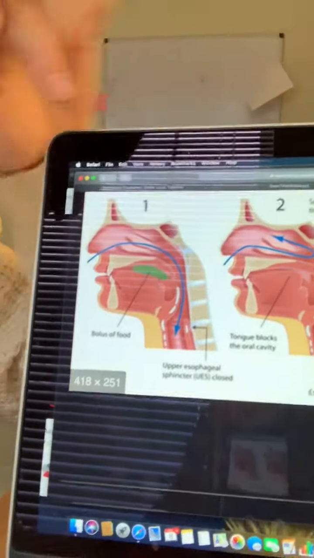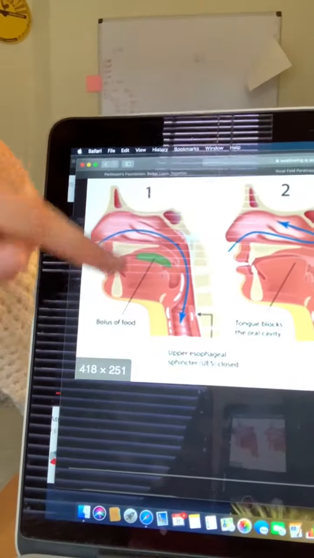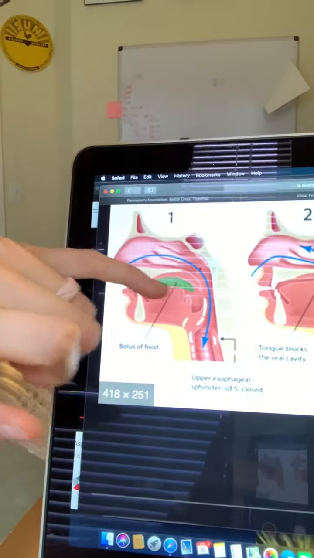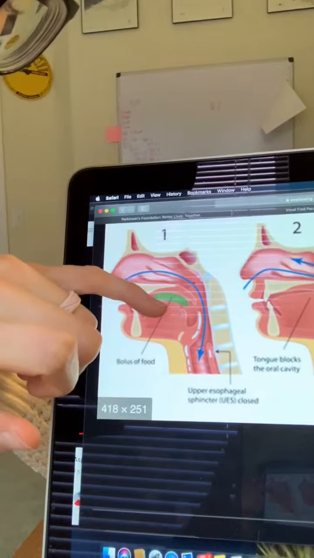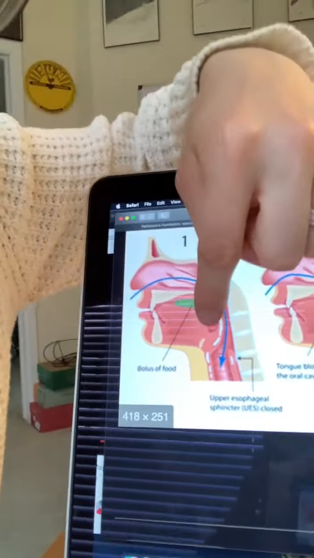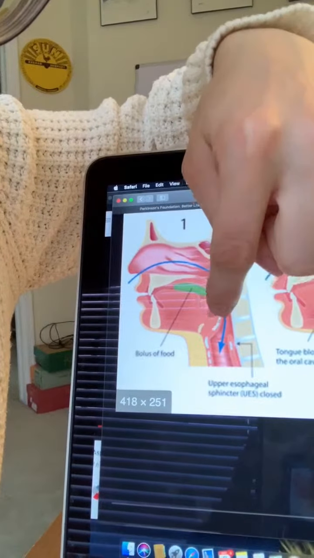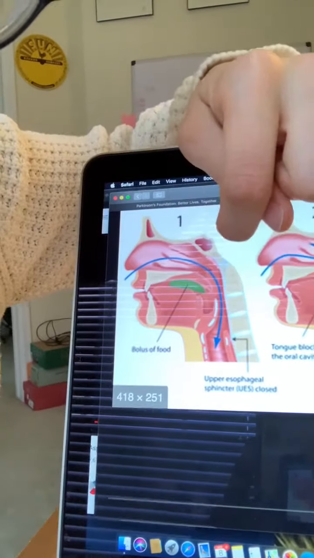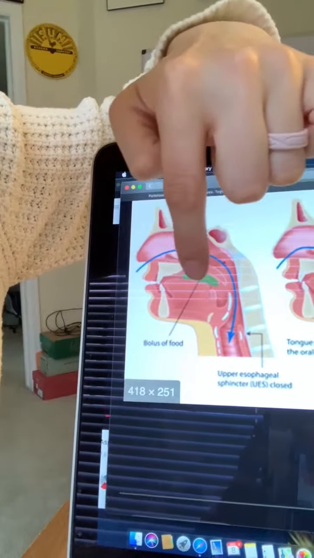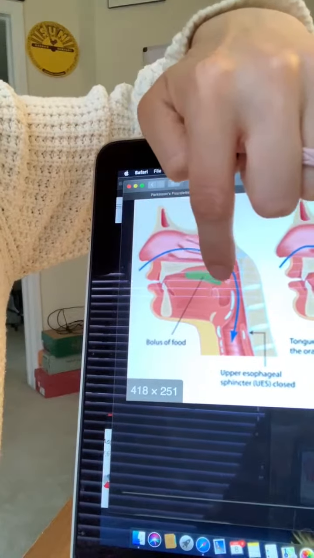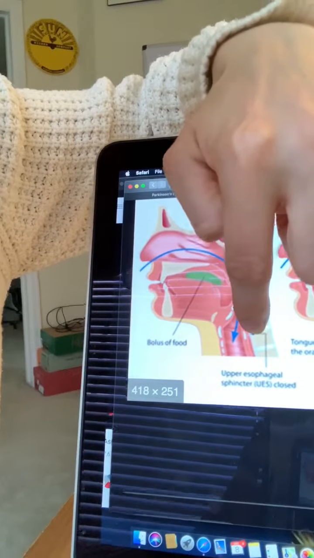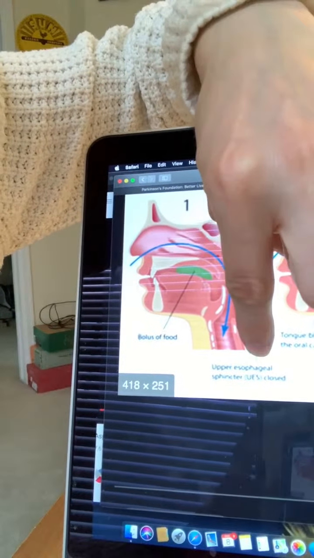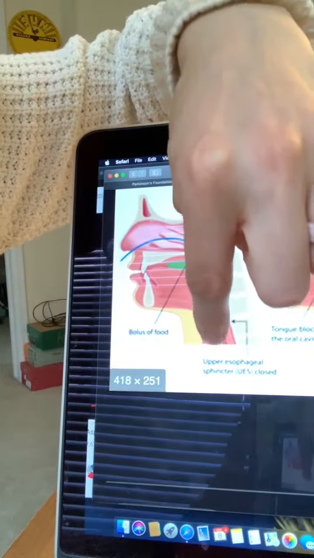Okay, so first here, this is your oral phase. So the bolus or your food is here. And this is the epiglottis I was telling you about. And this part is the epiglottis, and this little divot here is the valleculae. Okay, so when you swallow, it follows this blue arrow until here, and then it goes down this way, not here.